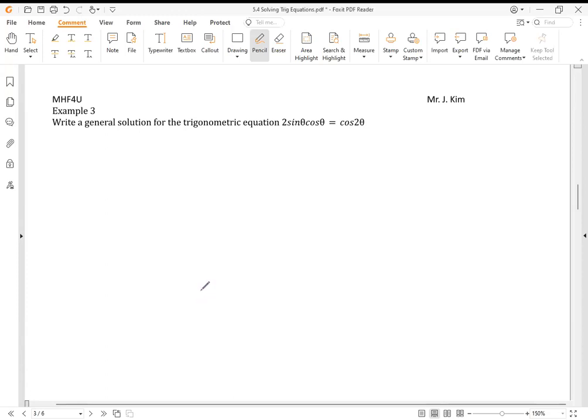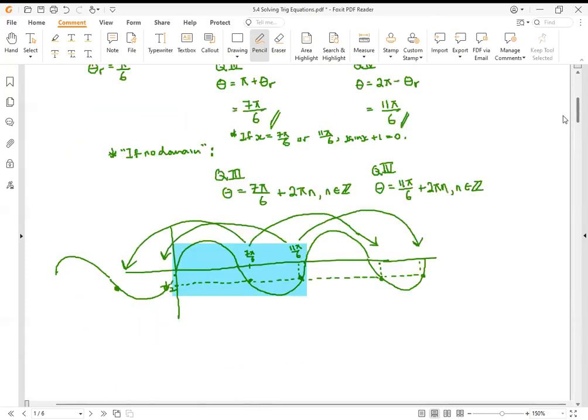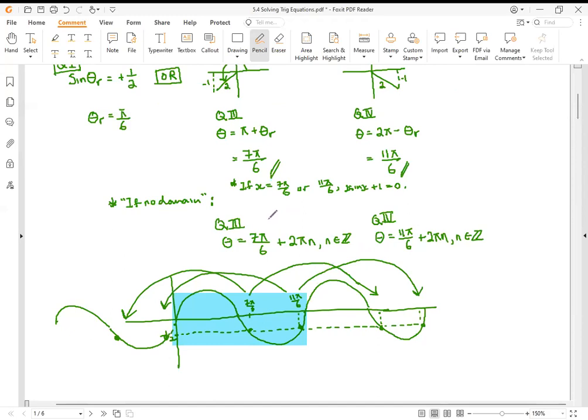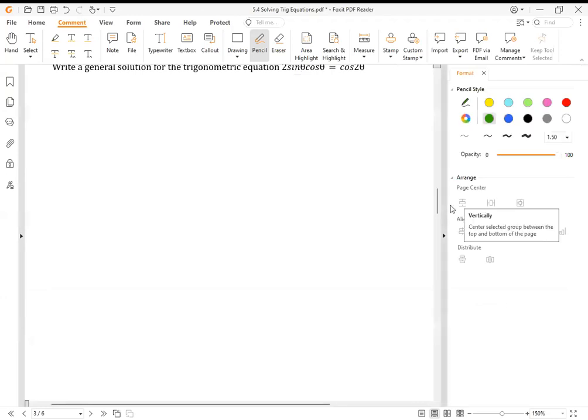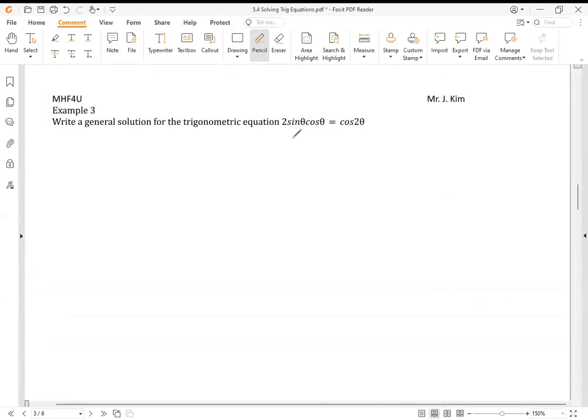Okay, so we've actually done this already. The concept that I wanted to introduce in example 3, I think I already did here. The idea that if there was no domain, you have to consider all coterminal angles. Let's solve for this. Write a general solution for this to be true. When is this equal to that? Now, I don't want you to go into theta. That's not the goal here. I am looking for answers that make this true. For what angles is this left side equal to that right side?